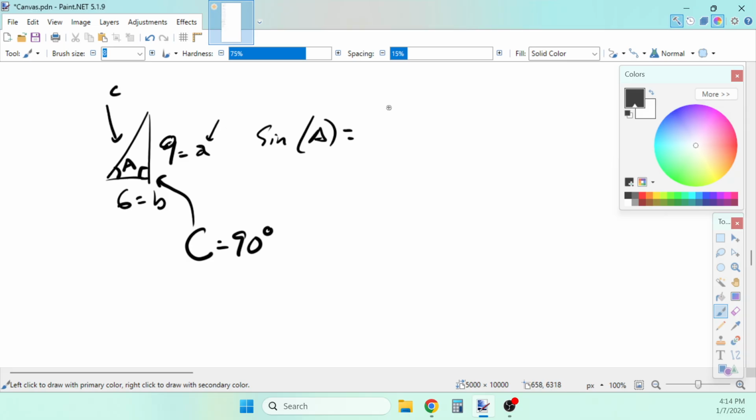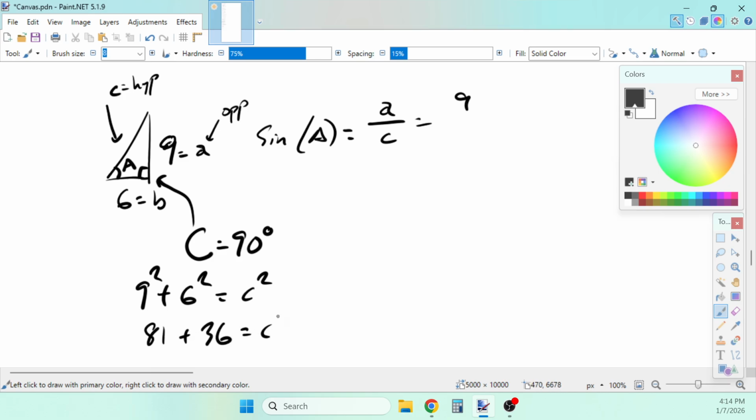To find sine, we're going to need the opposite over the hypotenuse. So opposite is A. This is the opposite. And the hypotenuse is C. We know A is 9. To find C, we're going to use the Pythagorean theorem. 9 squared plus 6 squared equals C squared. 81 plus 36 equals C squared. This gives us 117 equals C squared. So C equals the square root of 117. 117 is not a perfect square, but we will write that in anyway.